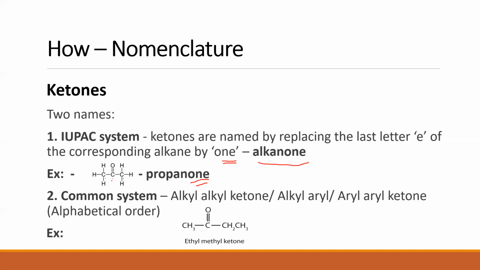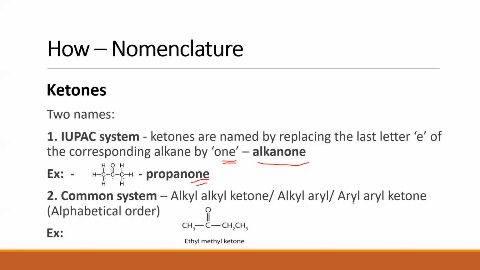That's nothing but acetone. So acetone is also called propanone in the IUPAC system. Coming to the common system, depending upon who the R and R dash are, I can have three kinds of ketones. Which are the three? If both the R groups are alkyl, then they'll be named as alkyl alkyl ketone. If one of them is alkyl, the other one is aryl, they'll be named as alkyl aryl ketone. If both are aryl groups, they'll be named as aryl aryl ketones.